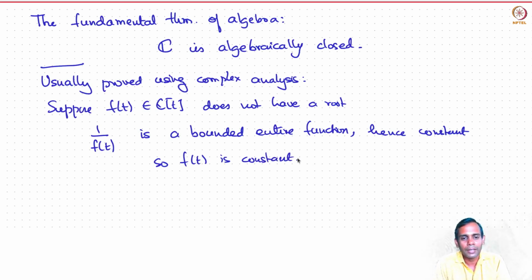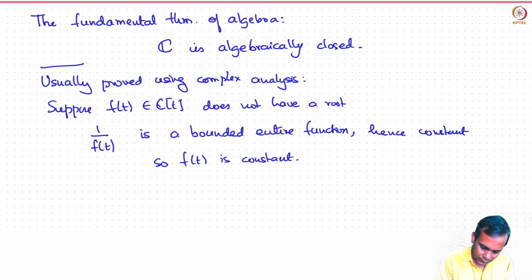So what it's saying is that if f(t) were not constant, then it would have a root, and therefore, using this inductive argument that I described earlier, you could keep applying this and show that the polynomial is a product of linear factors. So the complex numbers are algebraically closed.